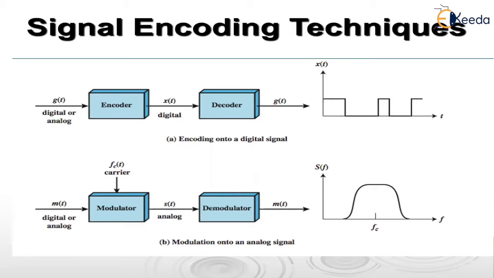Then analog data, analog signals. Analog data are modulated by the carrier frequency to produce the analog signal in a different frequency band, and this signal is transmitted over the analog transmission links. The figure shows the process involved in this. For digital signaling, a data source g(t), which may be either digital or analog, is encoded into a digital signal x(t).